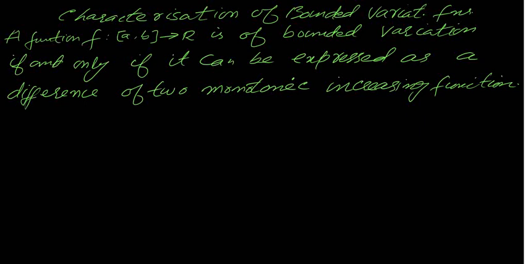This is the second lecture on this course and today we will discuss the characterization of bounded variation functions. In fact, we will see that a function f from the closed interval [a, b] to R is of bounded variation if and only if it can be expressed as the difference of two monotonic increasing functions. So now to derive this characterization, first we will discuss the following.